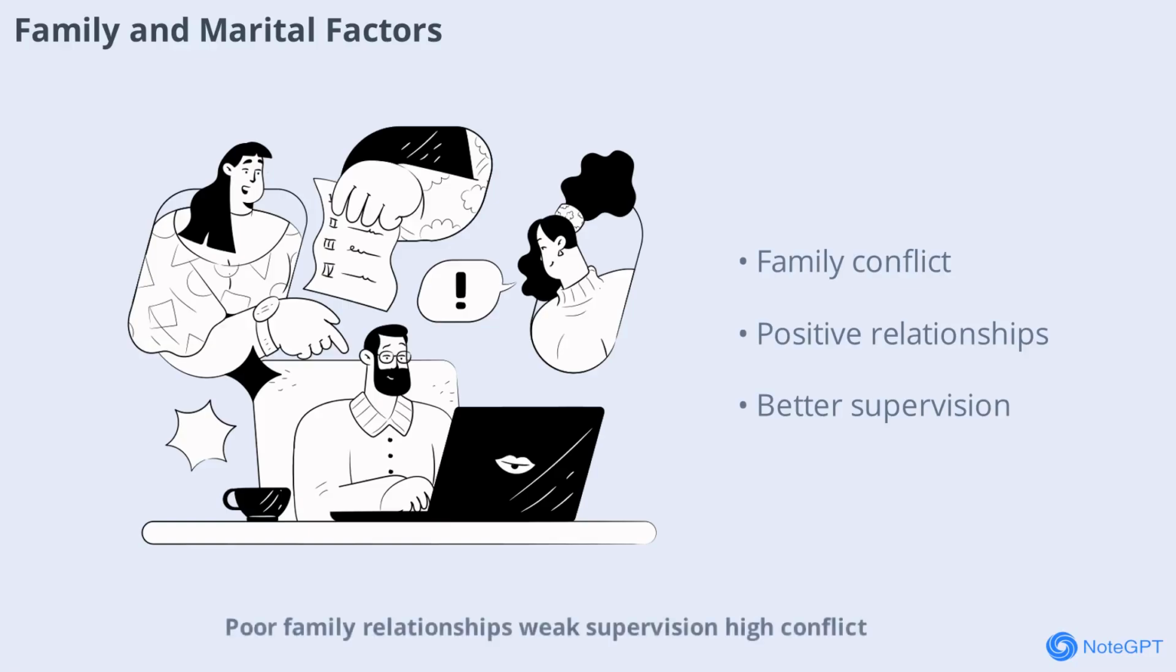Poor family relationships, weak supervision, high conflict, and family norms supportive of crime all increase risk. Interventions aim to reduce conflict, strengthen positive relationships, and improve monitoring. Family-based programs can set consistent rules and improve communication.